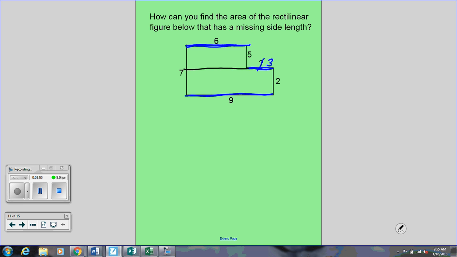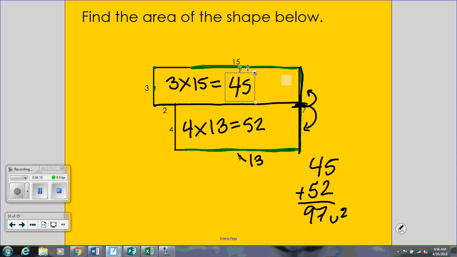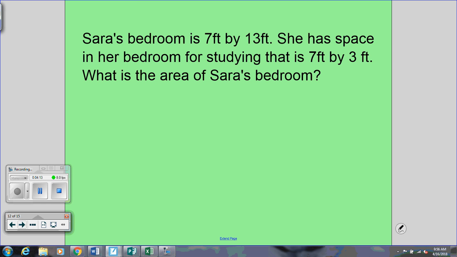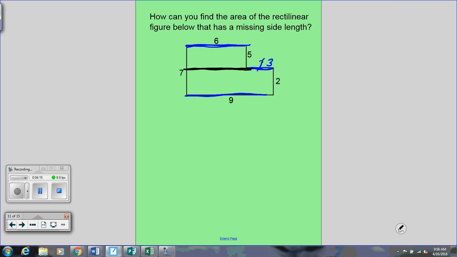Alright, if we're going to break it into these rectangles, we have to cover it up. So cover up our bottom rectangle with your arm. Only look at that top rectangle to see what's going to be our equation to find area. Because now I have a 7, a 6, a 5. What am I going to use to find the area of just that top rectangle?